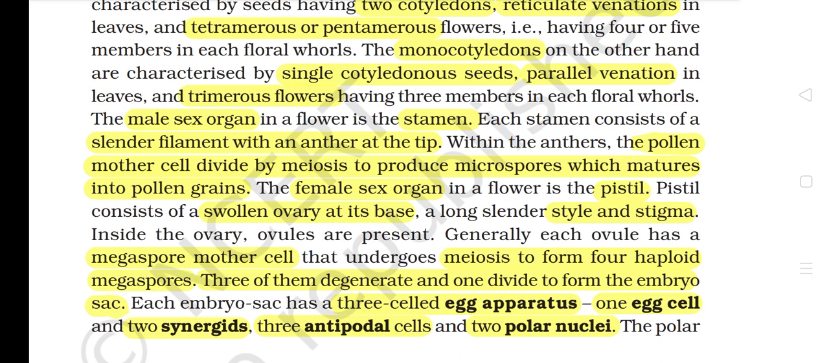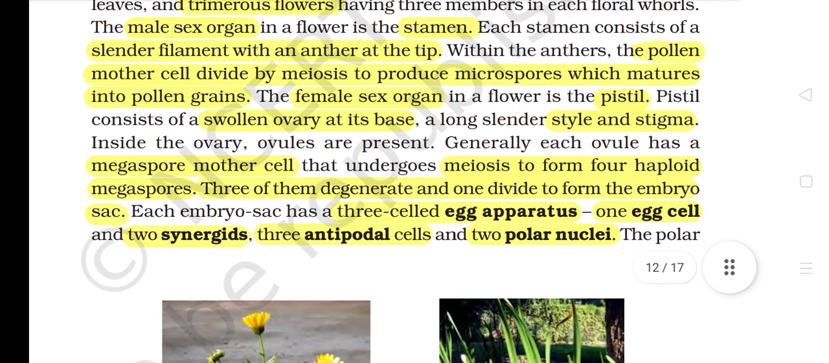The male sex organ in a flower is the stamen. Each stamen consists of a slender filament with an anther at the tip. Within the anthers, the pollen mother cell divides by meiosis to produce microspores which mature into pollen grains. The female sex organ in a flower is the pistil. Pistil consists of a swollen ovary at its base, a long slender style and a stigma. Inside the ovary, ovules are present.